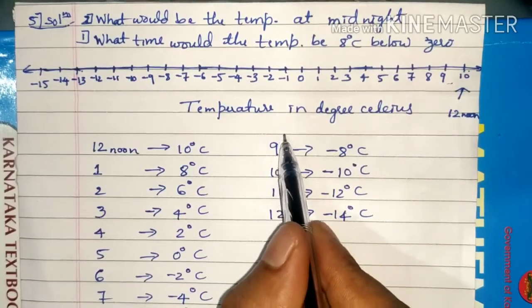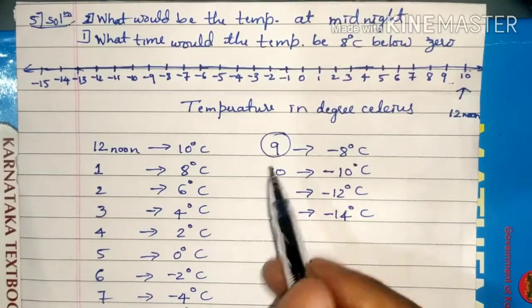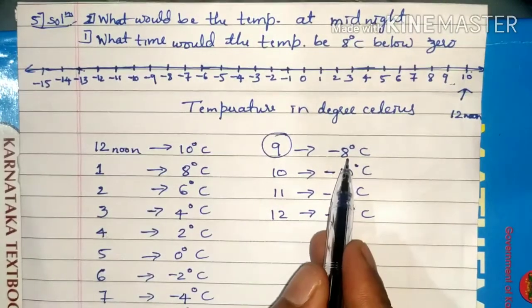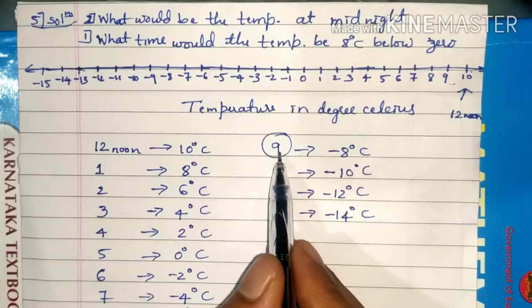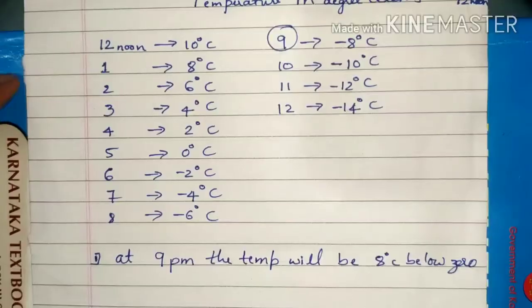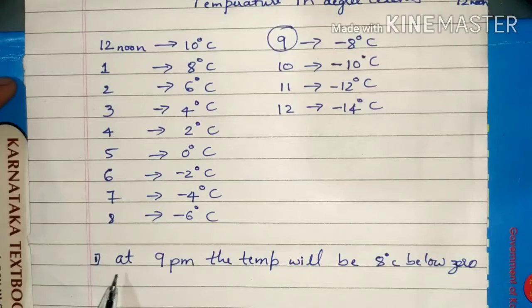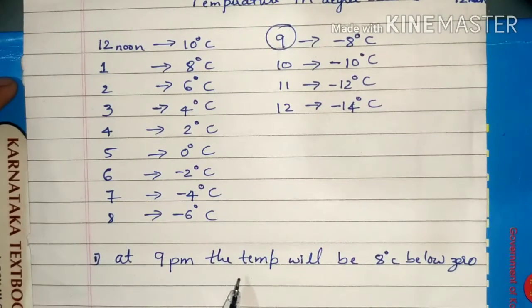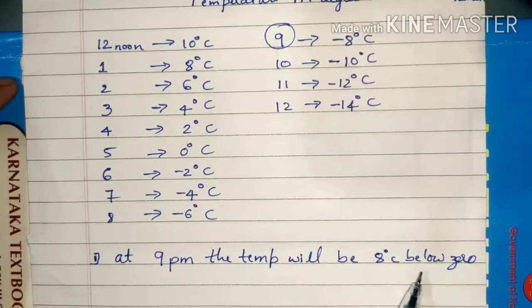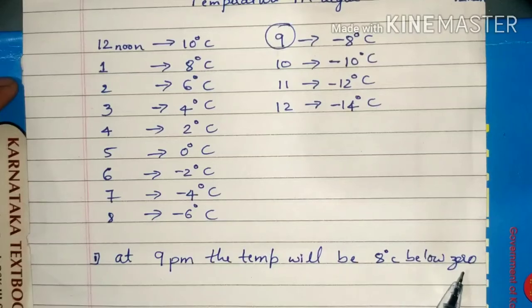So it is 9 o'clock, correct? So therefore the answer for the first question is 9 p.m. you can write. So like this you can write the conclusion: at 9 p.m. the temperature will be 8 degrees Celsius below 0.